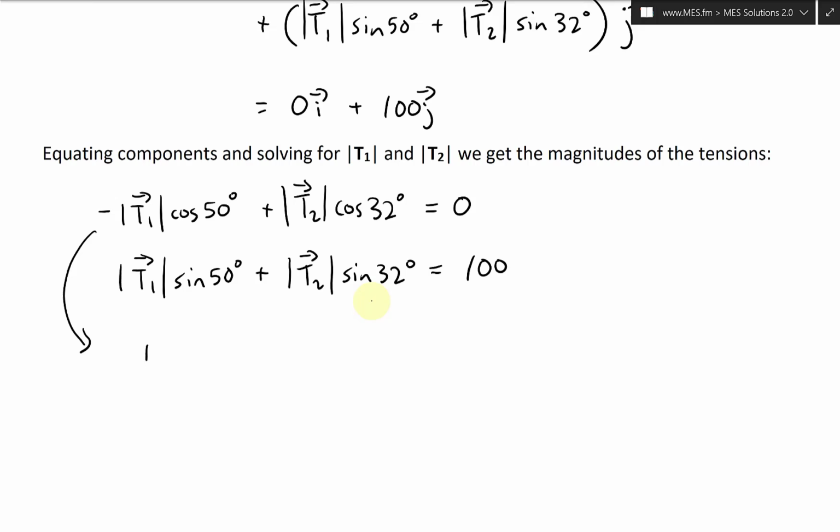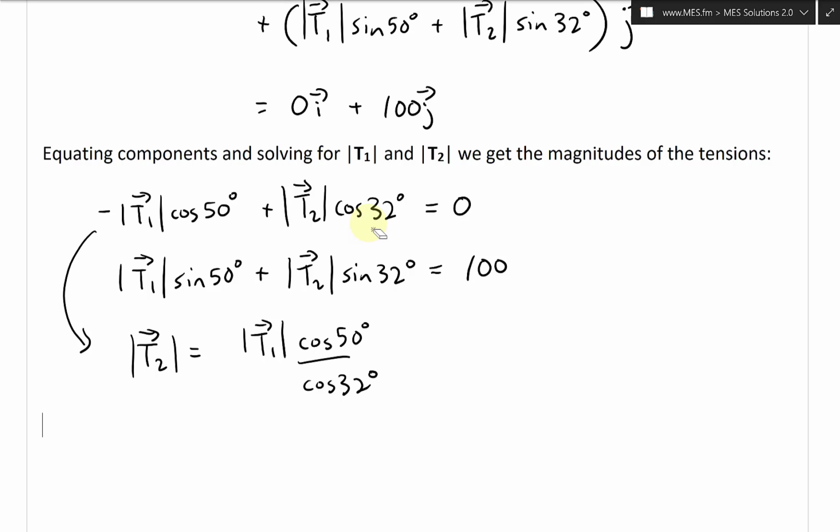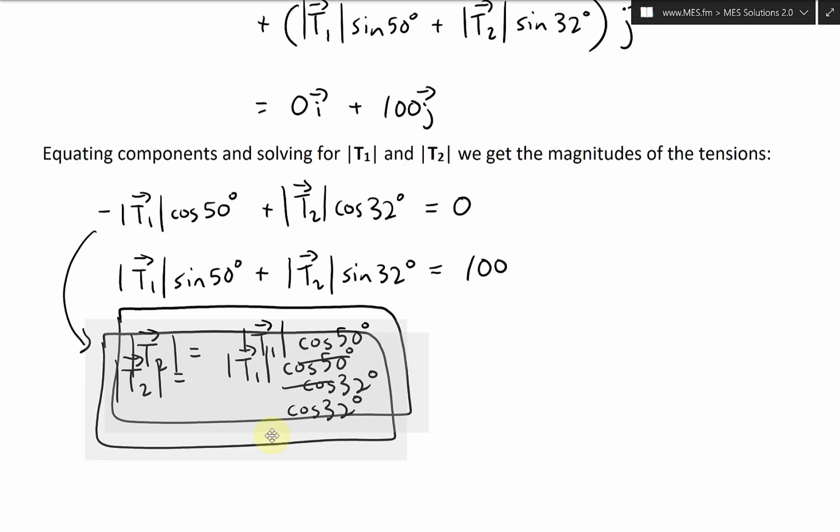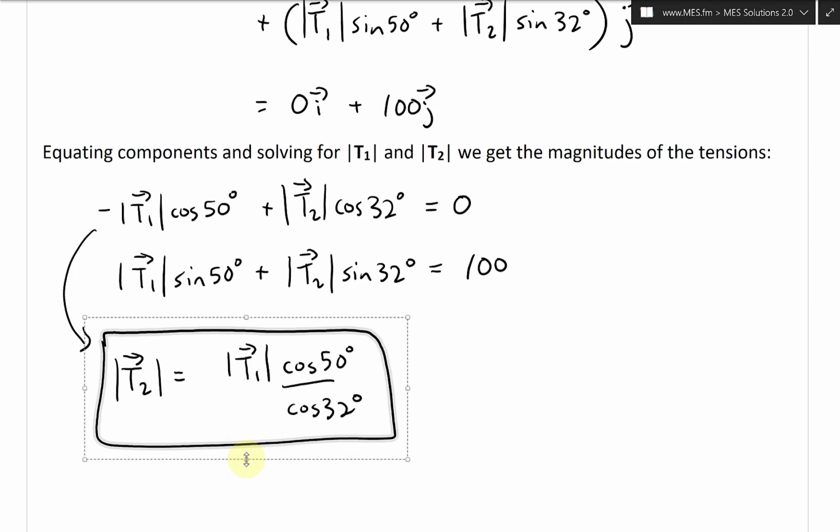So we get T2 is equal to, moving this over there, the length of the vector T1, positive now, times cosine 50, and then we divide by cosine 32, like that. All right, so I'm going to box this. So this is the T2. I'm going to move this down more, do a better arrow. Make this a bit smaller.